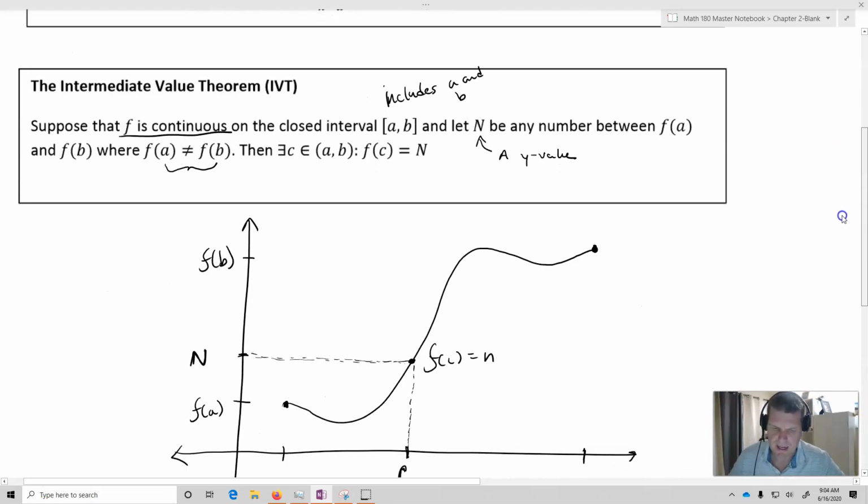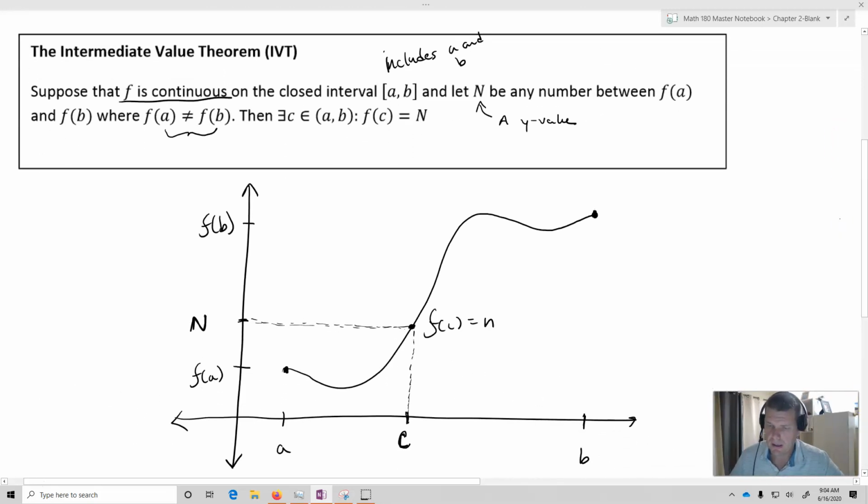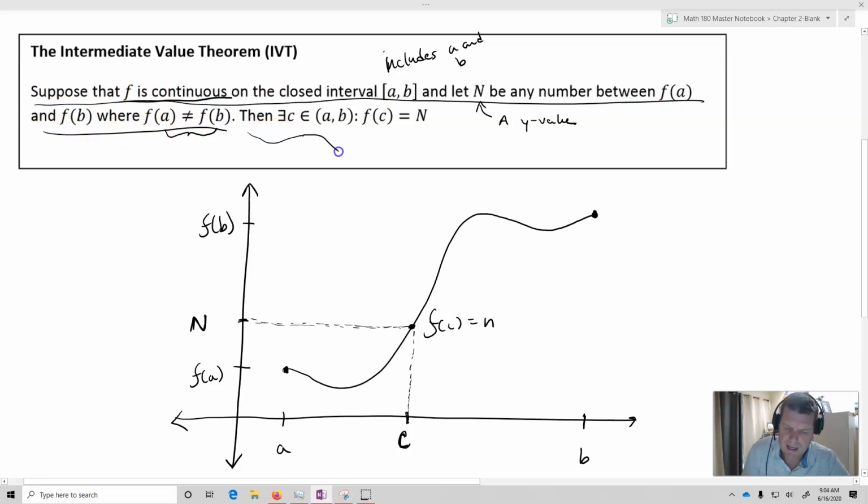Let me just go back for a second to the definition. You're going to see why. Suppose that f is continuous on a closed interval a to b, and let n be any number between f of a and f of b. Well, we want to see, does 0 exist? So in this case, our n is going to equal 0. Then there exists a c from a to b such that f of c equals n. So if all of this stuff is true, then I get this part true, which is what I'm trying to prove. So let's go back to our problem.